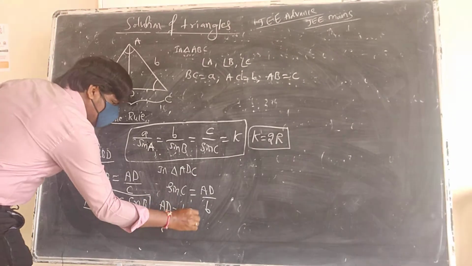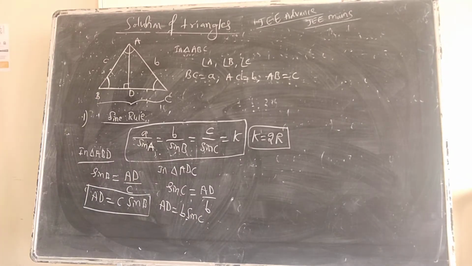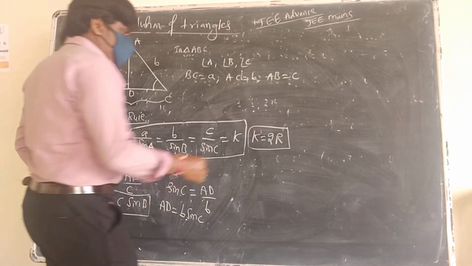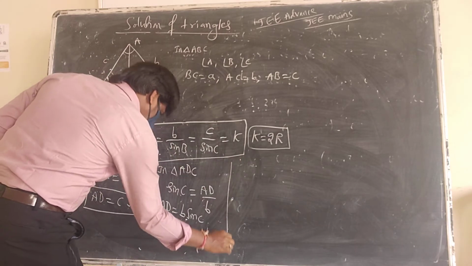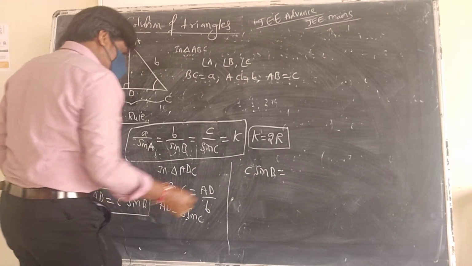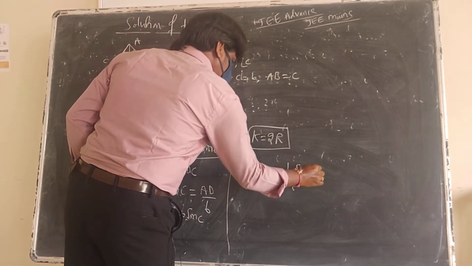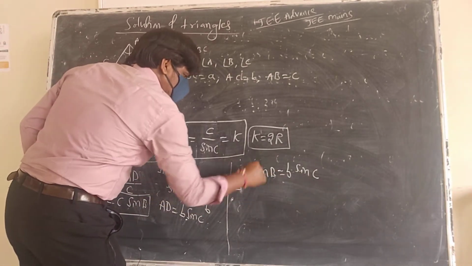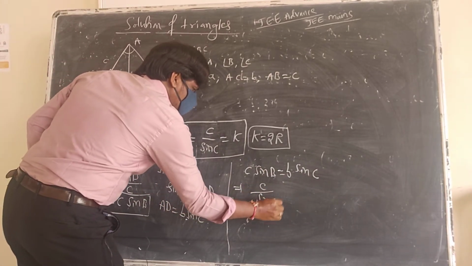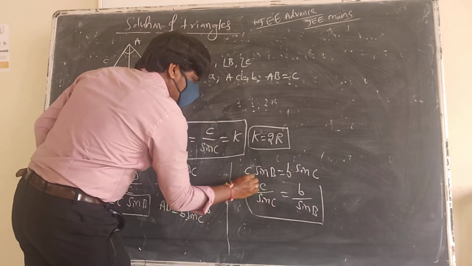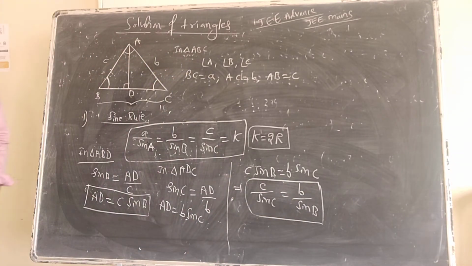B sine C, you got. B sine C, is it right? This is also AD, this is also AD. Then both will be equated. So what do I get here? From this I get C sine B is equal to what you got here, B sine C. Correct? So if I send sine C to this side, c by sine C is equal to b by sine B. I got this one, right? c by sine C is equal to b by sine B.